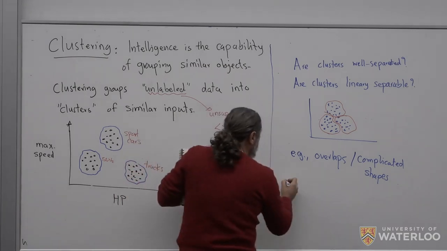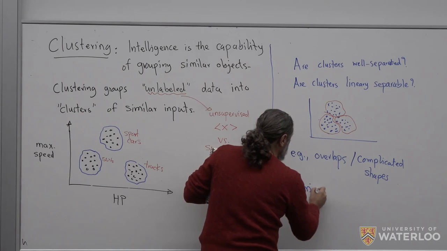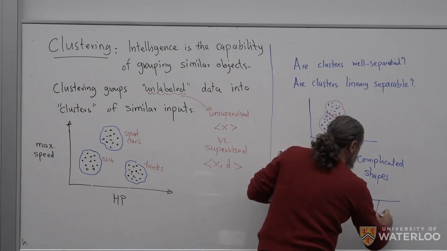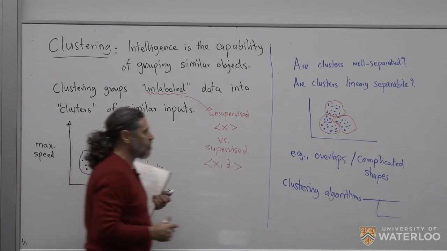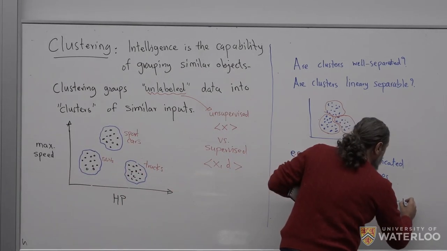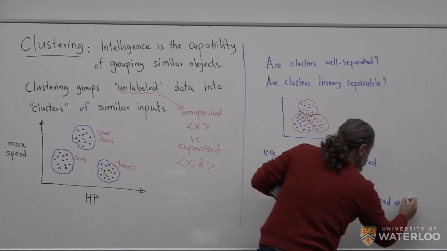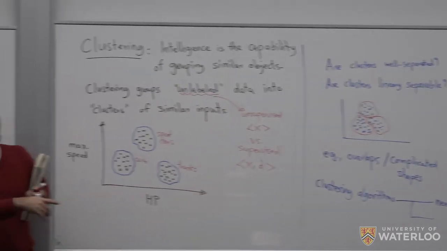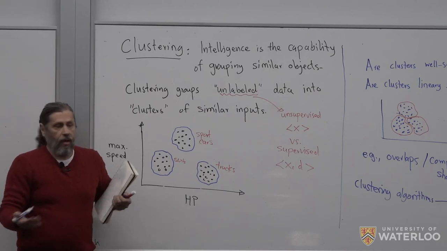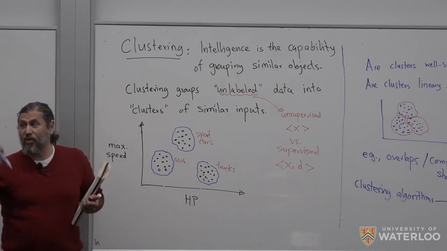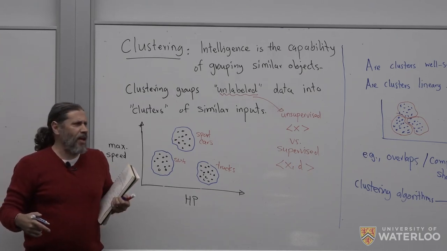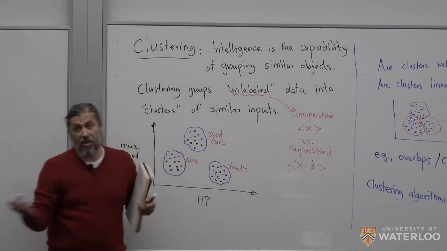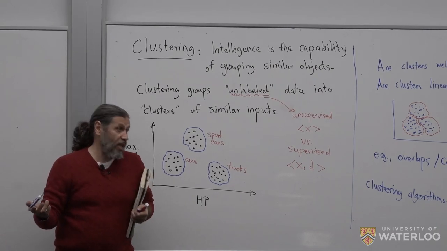So clustering algorithms can be divided basically in two types with respect to what they expect from us. One is they need to know the number of clusters. Who told me that I have to look for three clusters here? Trucks, SUVs, and sport cars. I knew it, so I told the algorithm, look for three clusters. What would happen if I asked the clustering algorithm to look for four clusters, five clusters? It will find something, which most likely will not be meaningful.